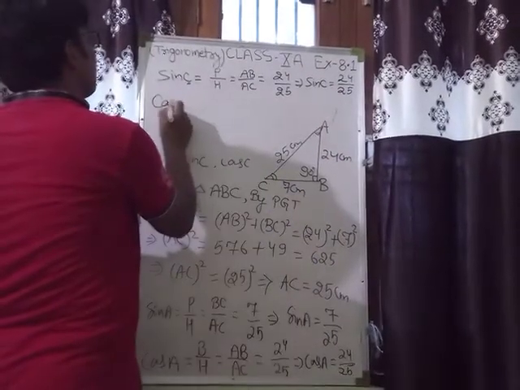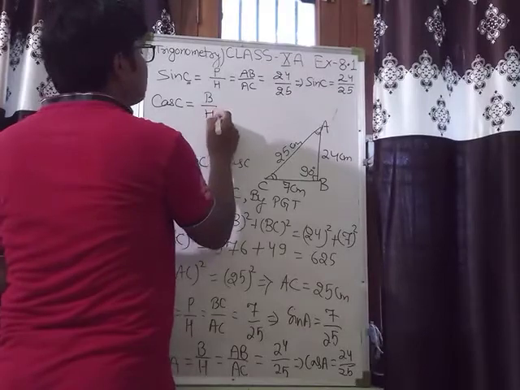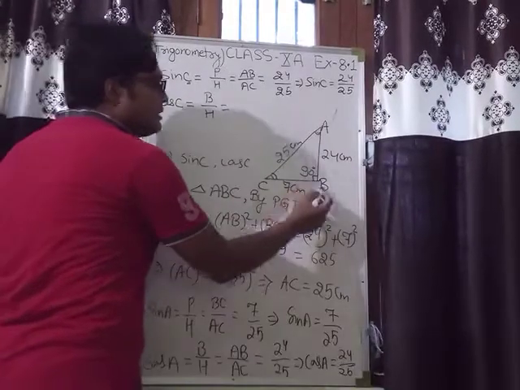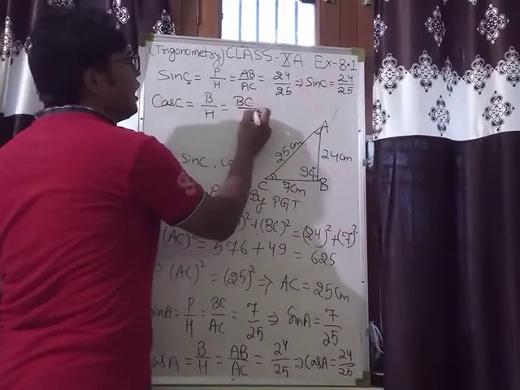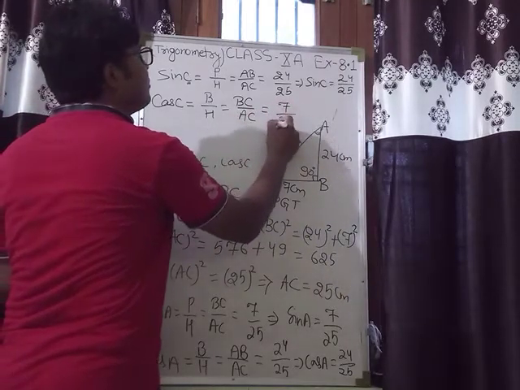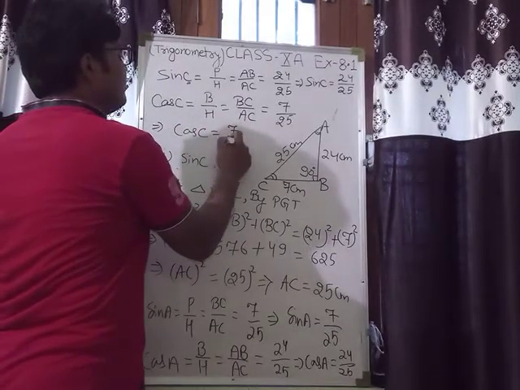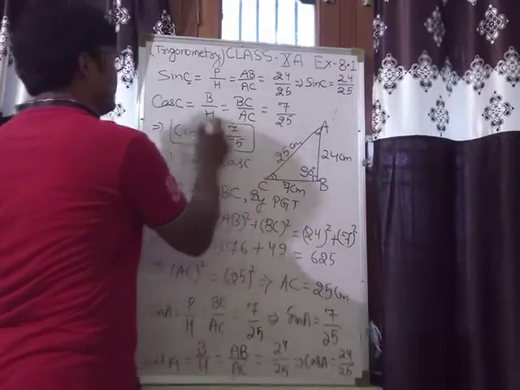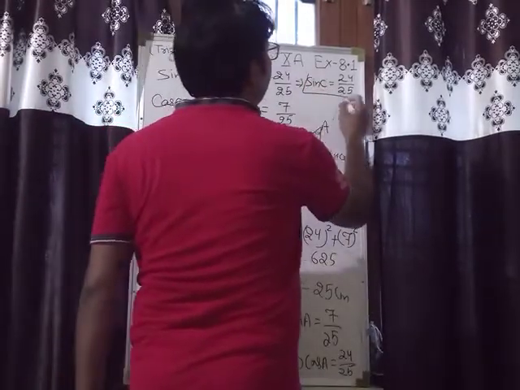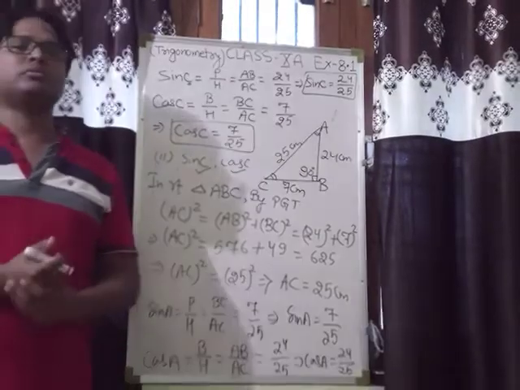And cos C is base by hypotenuse. Cos theta is base by hypotenuse. We are talking about this angle C, so base is CB, BC by hypotenuse AC. That is 7 by 25. So from here we have cos C is equal to 7 by 25. Okay. So sin C and cos C are 24 by 25 and 7 by 25 respectively. That is the solution of question number first.